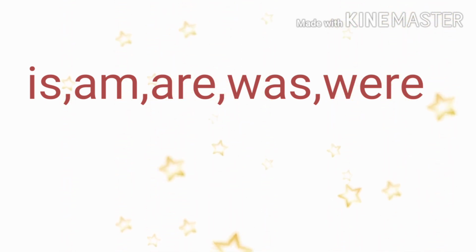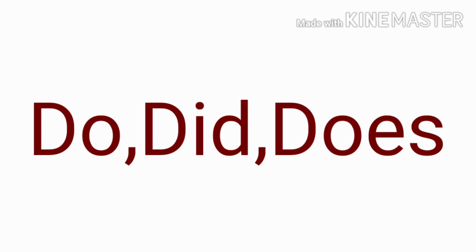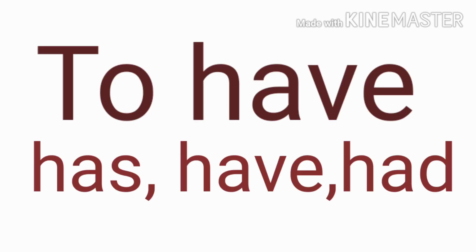Then we are going to learn about to have, then to do. In to do there are do, did. That's all about the auxiliary verbs, and then we'll have a look at the modals. I didn't explain to have, right? In to have, that is has, have, had. In to do, does, did. That's called auxiliary verbs. Now we'll move on to the modal verbs.